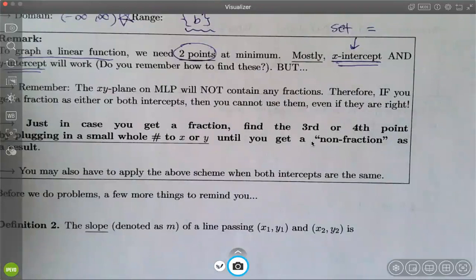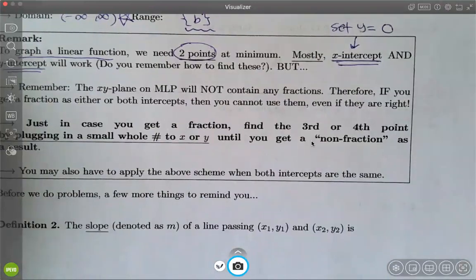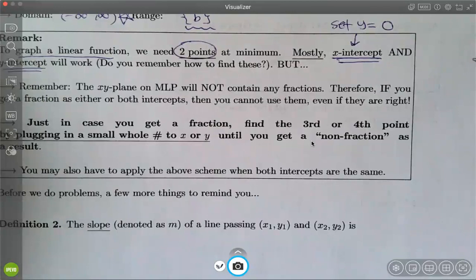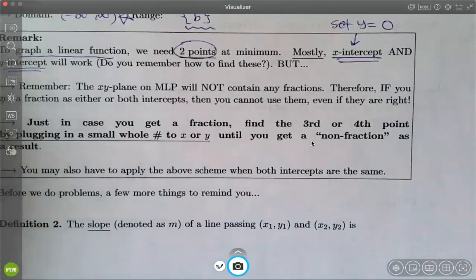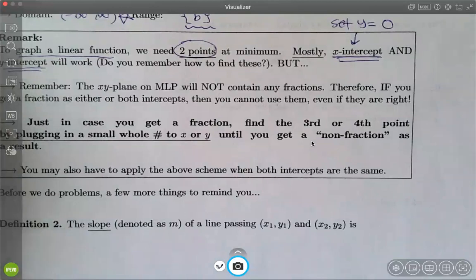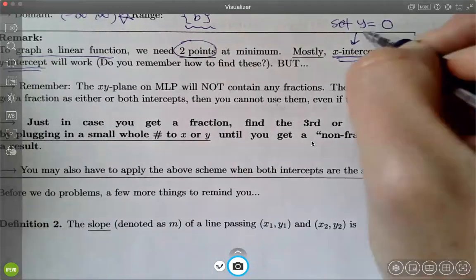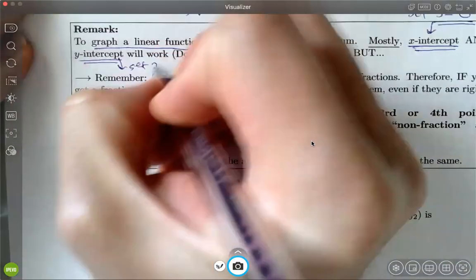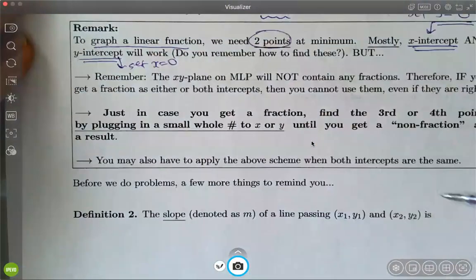Set something equal to 0. X. Y. So a 50-50 chance is not that high, right? You can just flip a coin, and the chance of getting a head or tail is 50%, but it's not that high. Anyways, set y equal to 0 and solve. So what does that mean for the y-intercept? Set x equal to 0 and solve, right? So it's opposite, remember that.